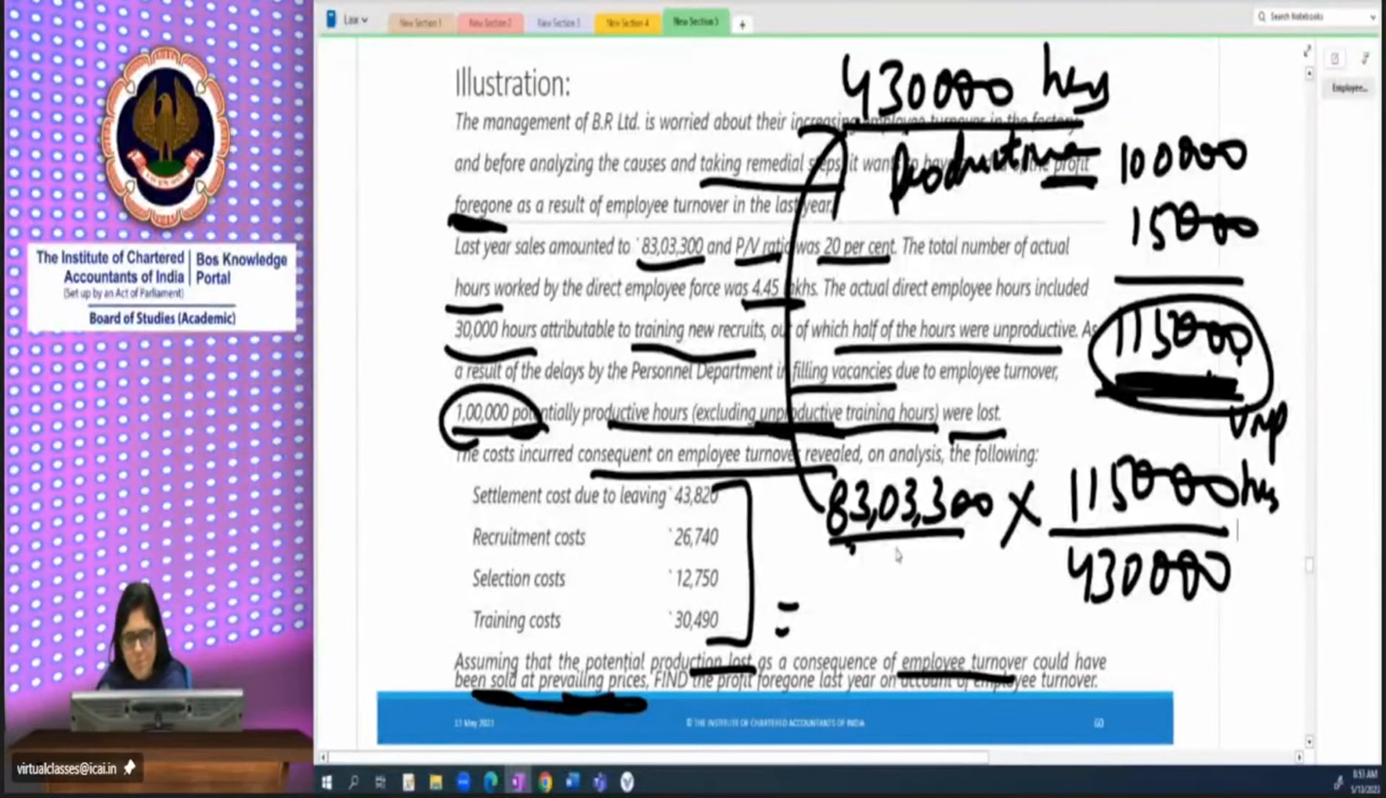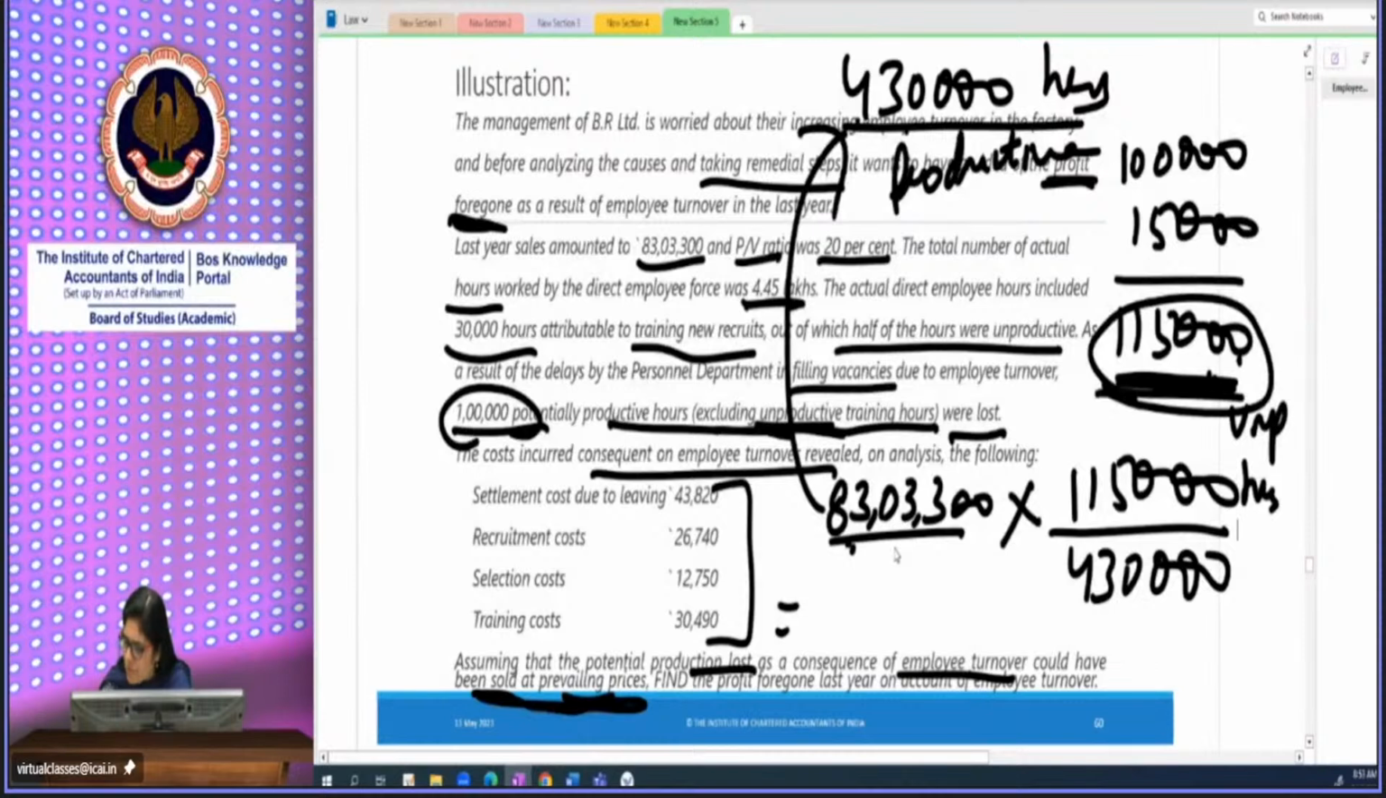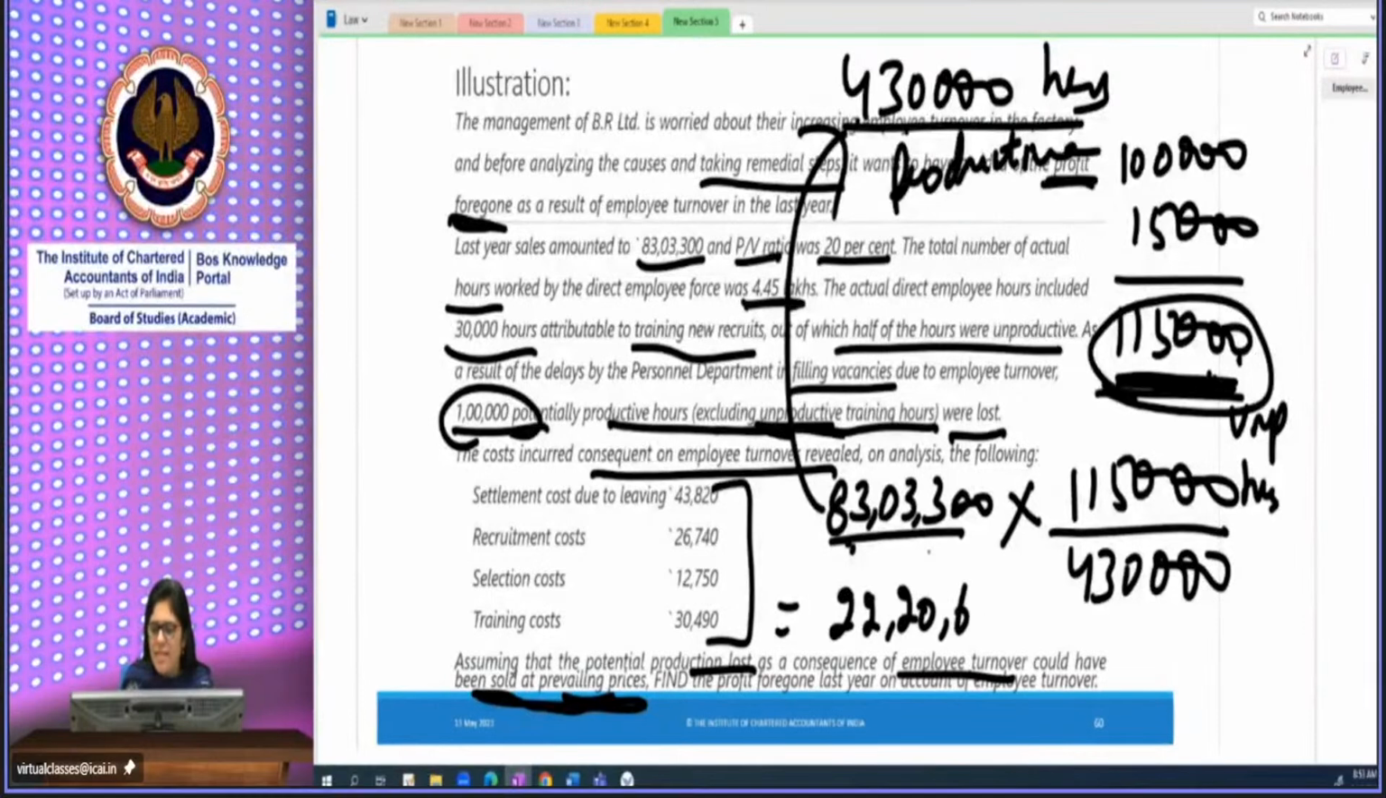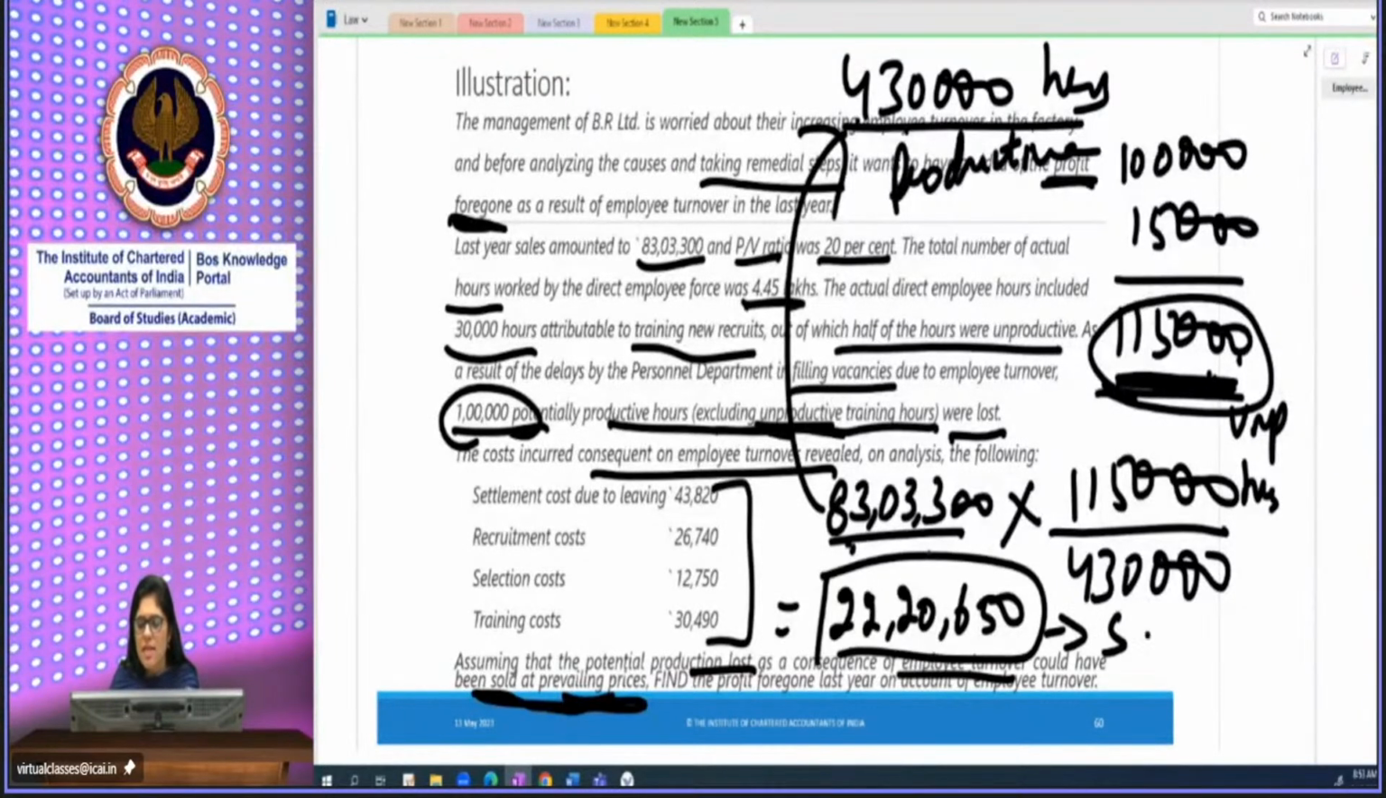83,03,300 divided by 4,30,000 into 1,15,000 gives 22,20,650 of sales we have lost. So had the 1,15,000 hours not been lost, they would have contributed to 22,20,650 more of sales. This sales we have lost because 1,15,000 hours became unproductive.